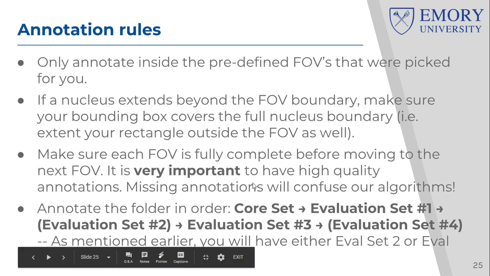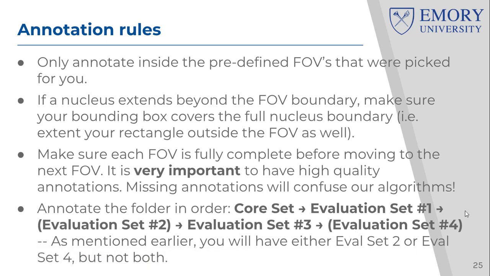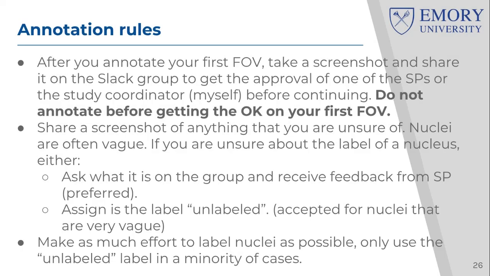And please, please, please don't annotate things in random order. Annotate the core set first. You have to annotate this first. Then the first evaluation set. Then evaluation set number 2 if you have evaluation set number 2. Then eval set 3. Then, if you have evaluation set number 4. Again, everybody will have evaluation set 1 and 3 and either evaluation set 2 or evaluation set 4, but not both. Okay?